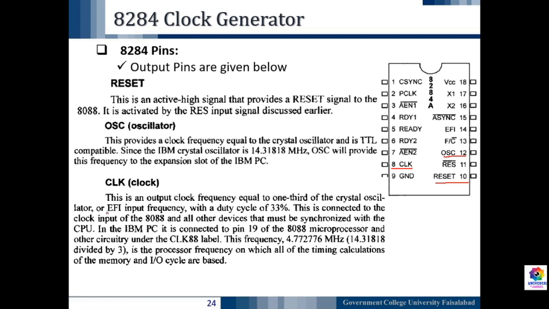This is connected to the clock input of the 8088 and all other devices that must be synchronized with the CPU. In the IBM PC, it is connected to pin number 19 of the processor and other circuitry under the CLK88 label. This frequency is 4.77276 MHz, which is 1/3 of 14.31818 MHz. It is the processor frequency on which all of the timing calculations of the memory and IO cycles are based.